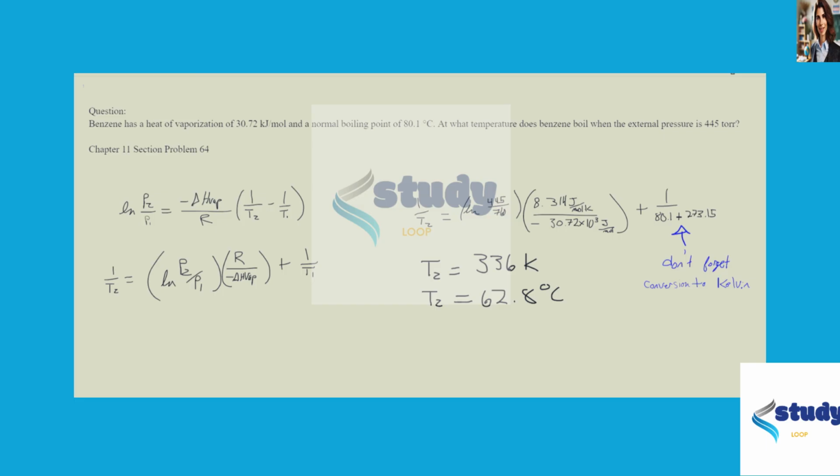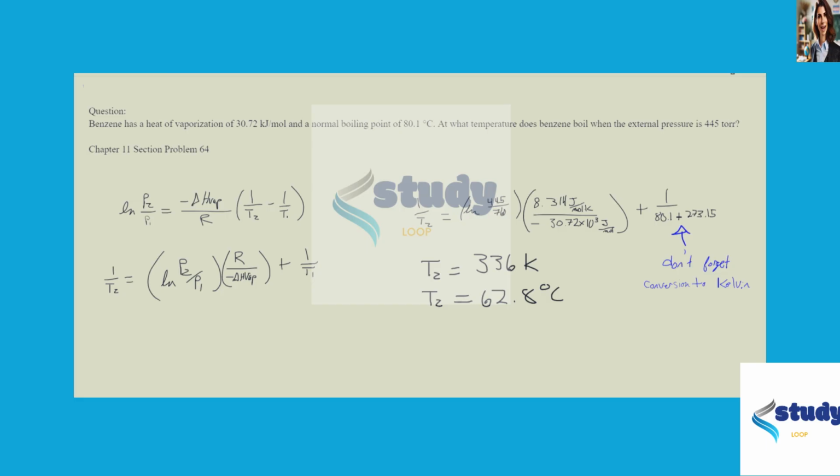Okay, this is Chapter 11, Section Problem 64. Benzene has a heat of vaporization of 30.72 kilojoules per mole and a normal boiling point of 80.1 degrees Celsius. At what temperature does benzene boil when the external pressure is 445 torr?